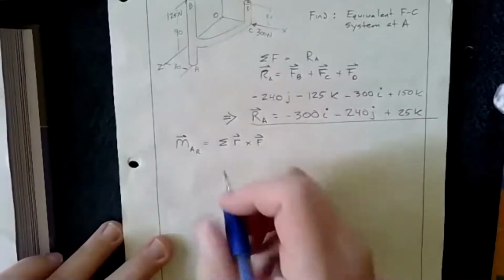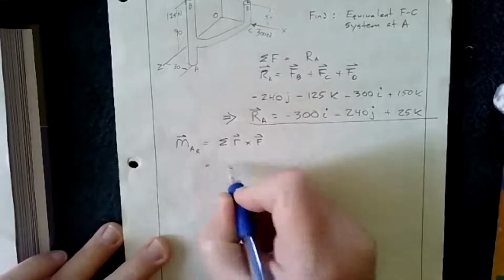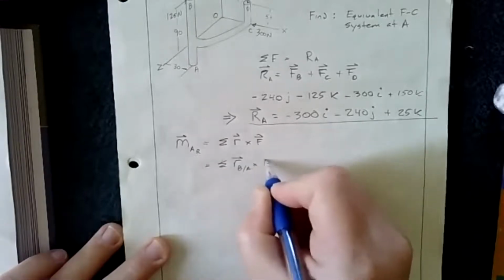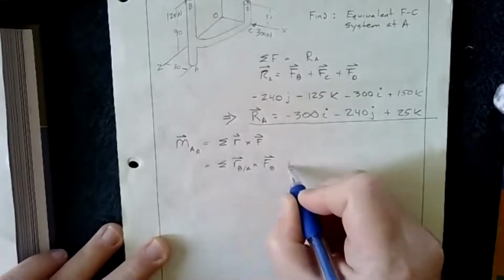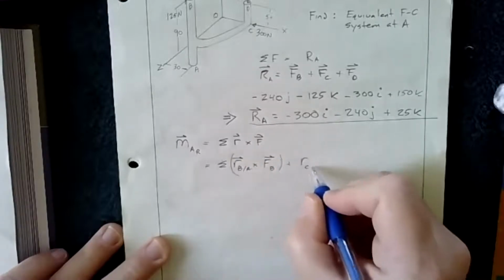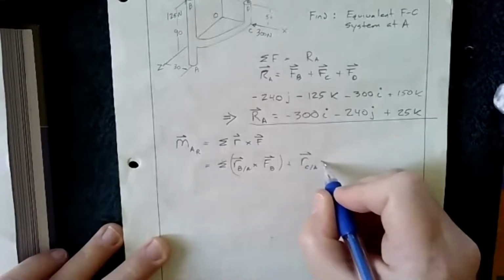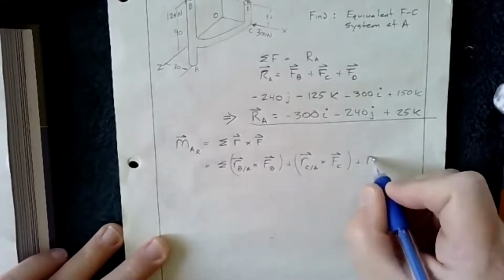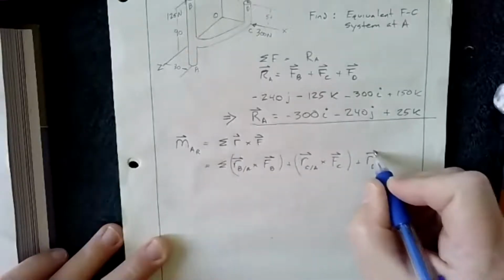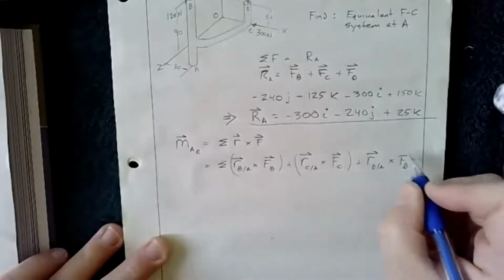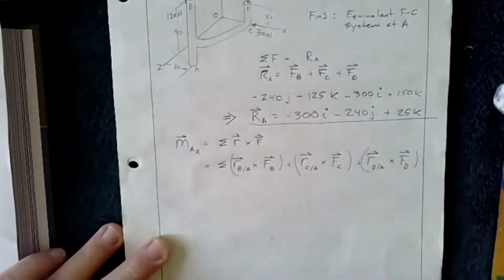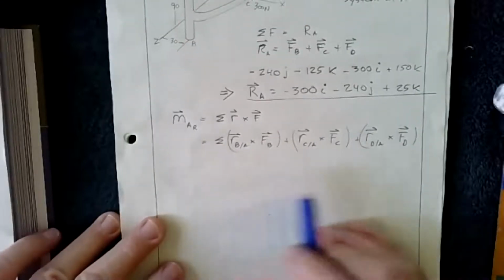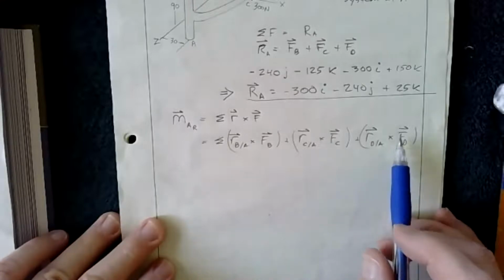So another way we could write this is the sum of R_B relative to A crossed with F_B, plus R_C relative to A crossed with F_C, plus R_D relative to A crossed with the force at D. And so those are three. Those are going to equal our resultant. So then from here, this is just like we've done before.